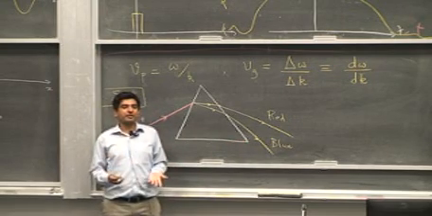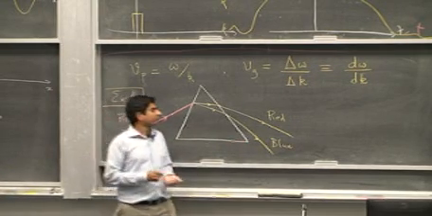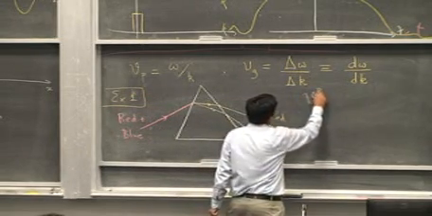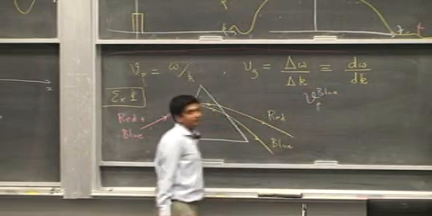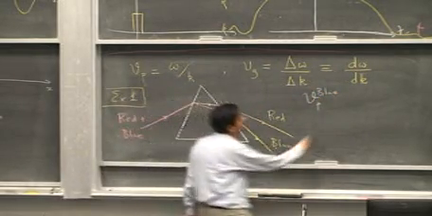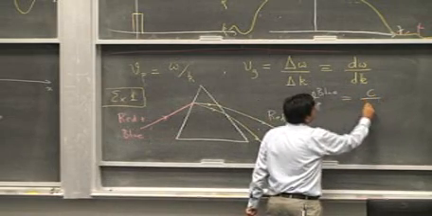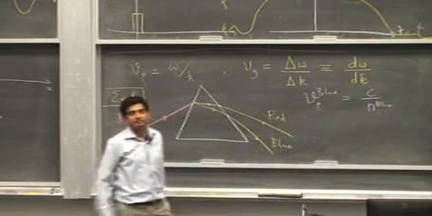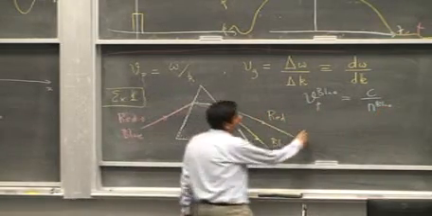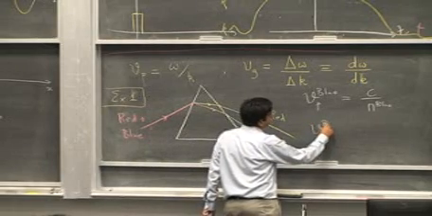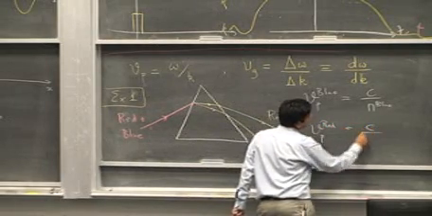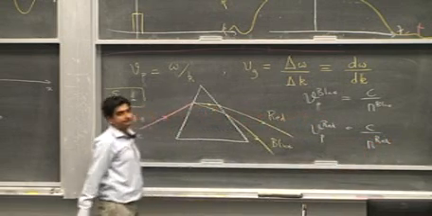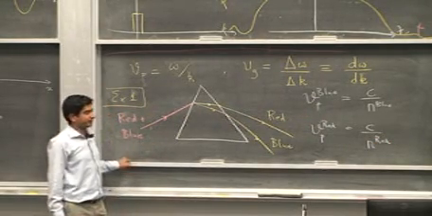And what velocity are we talking about here? We're talking about the phase velocity. So what we have is the phase velocity of blue is given by C divided by the refractive index for blue. Correct? And the phase velocity for red will be given by C divided by the refractive index for red. So the phase velocities are different.